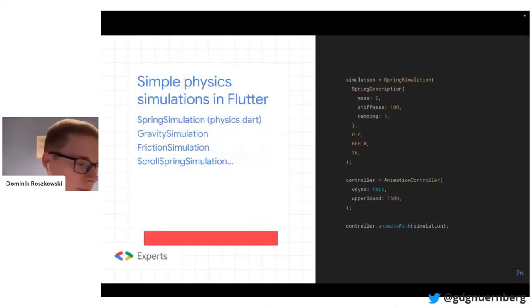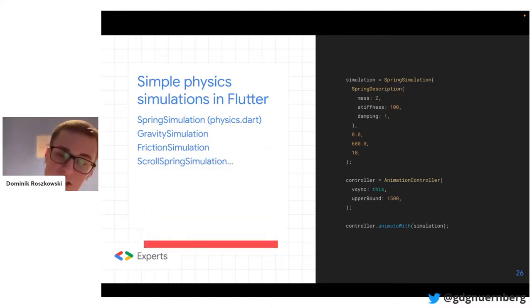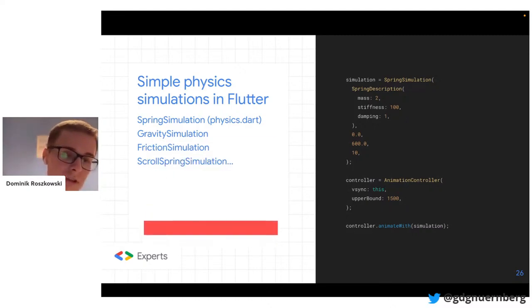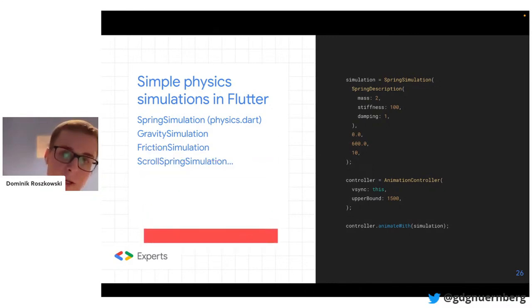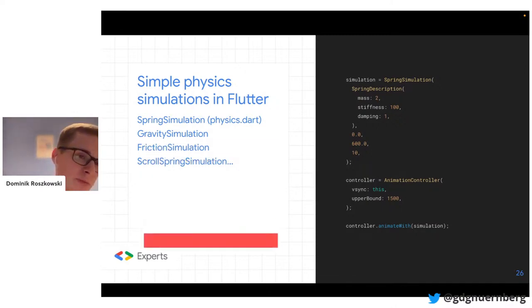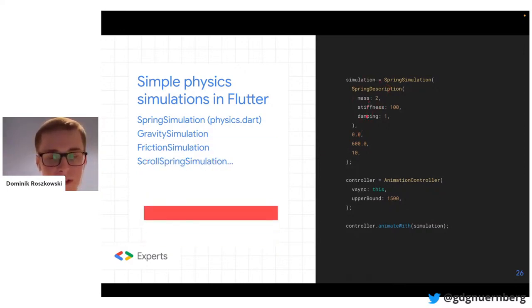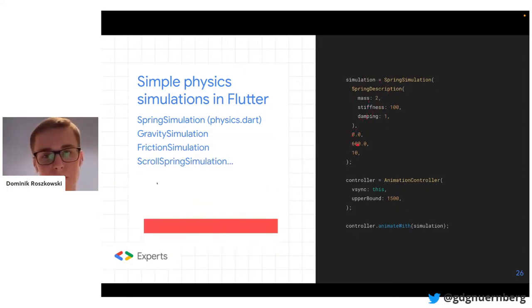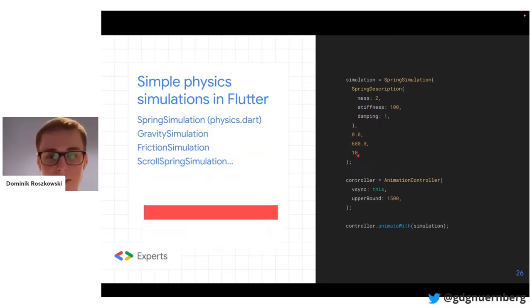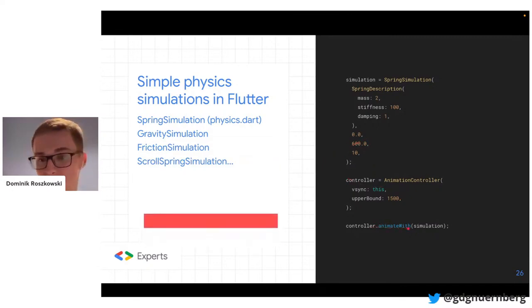Just to finish our presentation, I'm going to show you some simple, I would say, built-in gadgets in Flutter. Flutter comes with some simple physics simulations, and one of them is spring simulation. If you had physics in high school, then maybe you remember the spring equation. And in practice, this is what is happening here. We have our spring description where we have mass, stiffness, and damping, initial value, end value, and the velocity. And we can just use an animation controller to run this simulation.